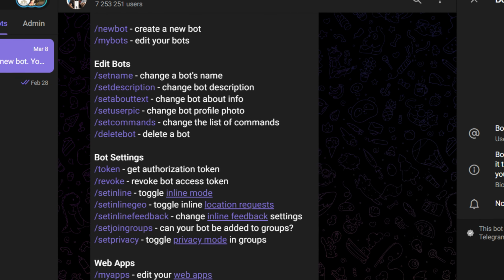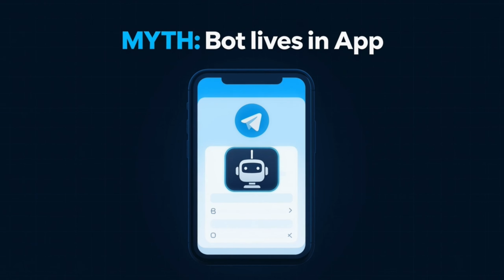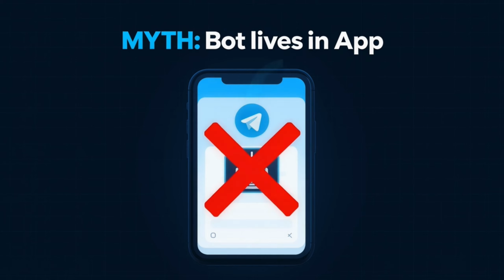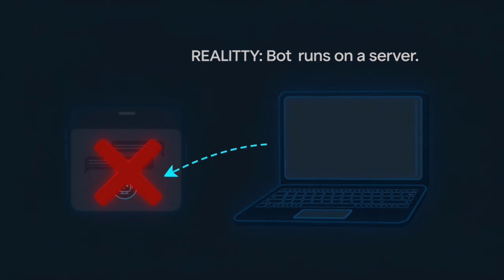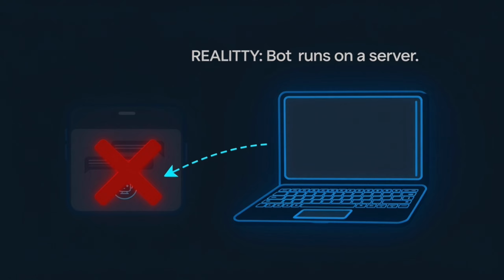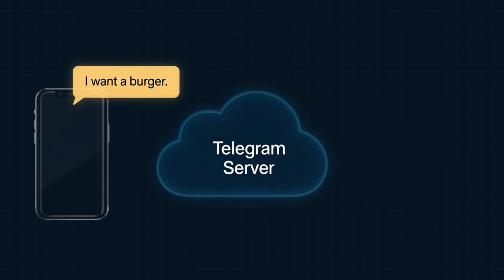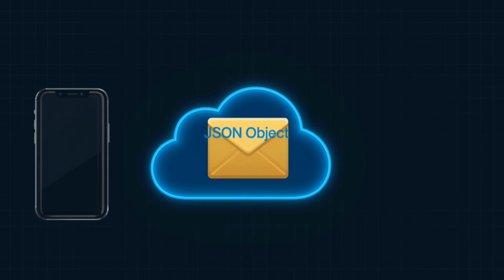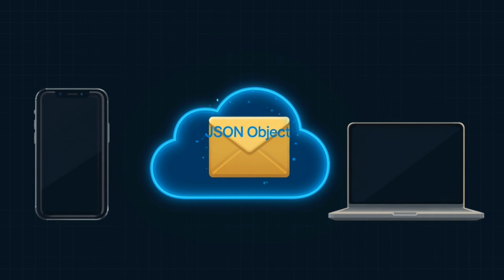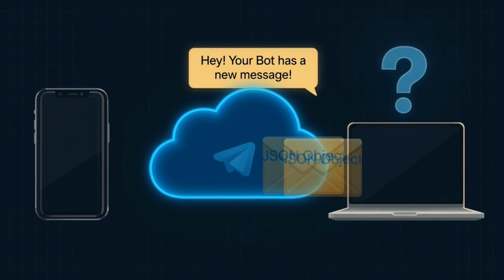First, we need to demystify what a bot actually is. A lot of beginners think the bot lives inside the Telegram app. It doesn't. Your code, the brain of the bot, lives on your computer or your server. The body, the chat interface, lives on Telegram's servers. Here's the flow. A user sends a message, "I want a burger." Telegram server catches it. Telegram packages it up into a JSON object, basically a digital envelope, and says, "Hey, your bot has a new message."